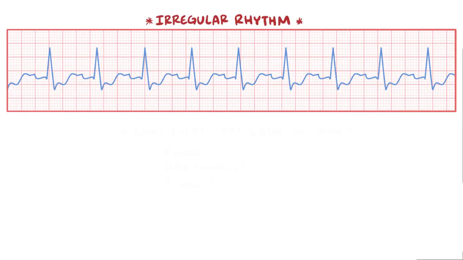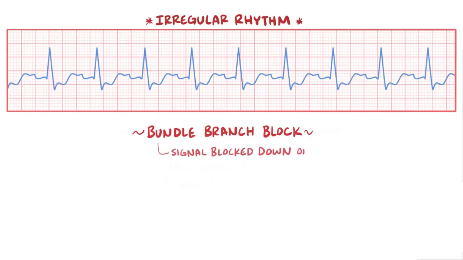Alternatively, an odd-looking waveform might have originated from the normal spot, which is the SA node, but then gotten thrown off course, which is what happens when there's a block someplace. In this example, there's a bundle branch block, which is where the signal can't go down one or both of the bundle branches, and this usually results in these wide QRS complexes.